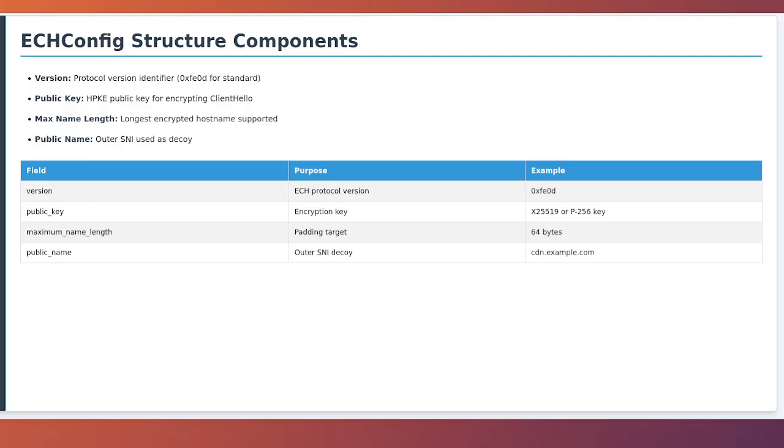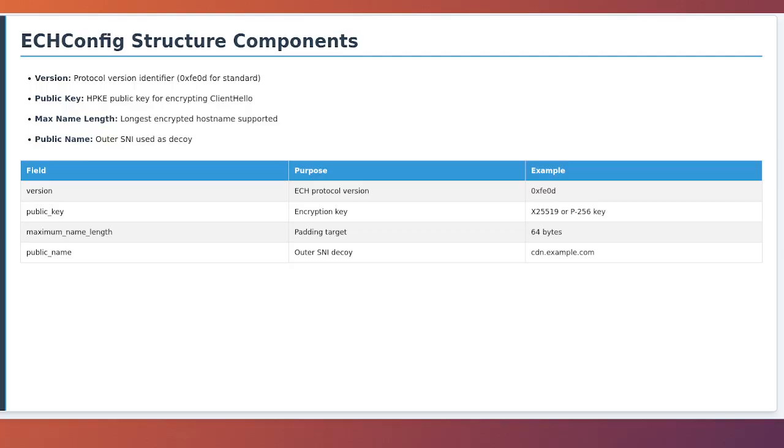The current standardized version is identified by the bytes beginning with FE and ending with 0D, representing ECH draft version 13, which was adopted as the final standard. Different versions may have different structure formats or cryptographic requirements, so the version field is crucial for protocol negotiation.